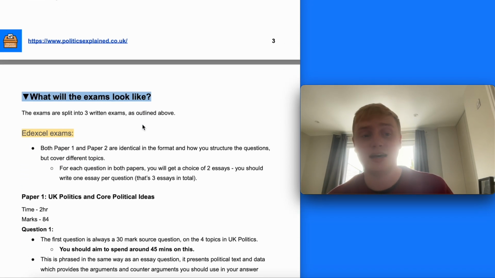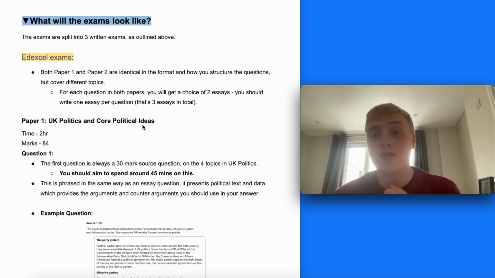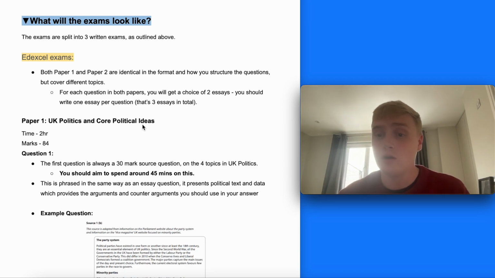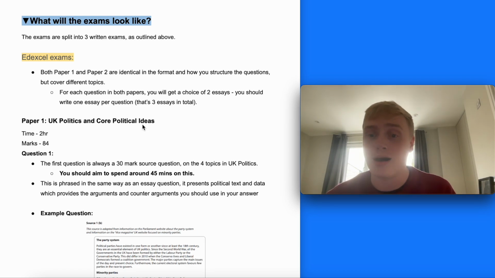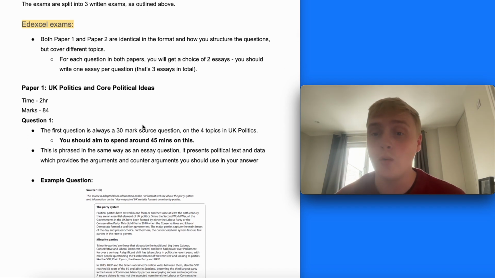Looking at the exams, then, starting off with Edexcel. In both Edexcel and AQA, you're going to have 3 written exams, which are 2 hours each. And obviously they're a little bit longer, often 2.5 hours, if you have extra time. So Edexcel exams: paper 1 and paper 2 are identical in format.